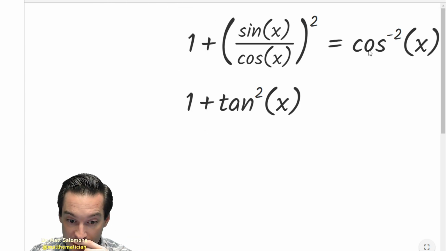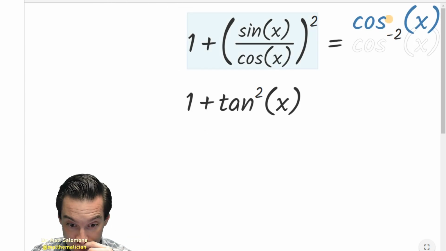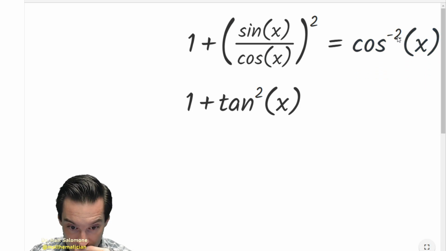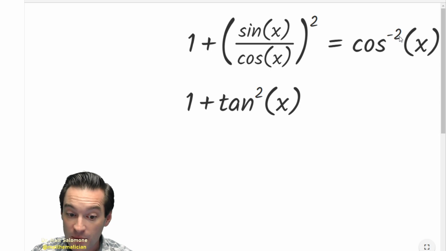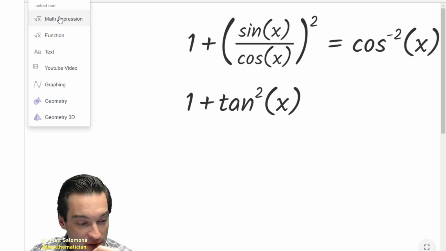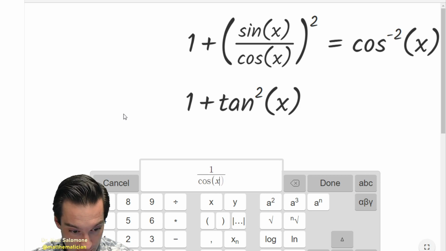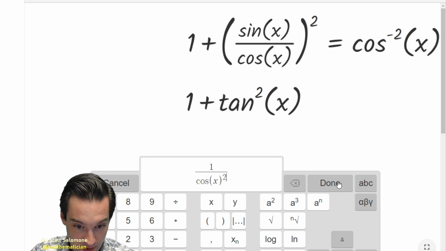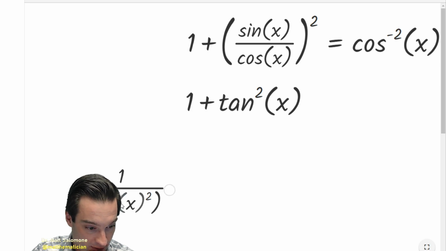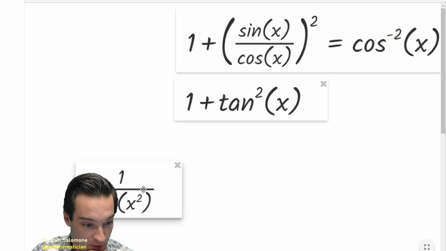Meanwhile, on the right-hand side, cosine to the power minus 2, we can see that instead as the reciprocal of cosine squared. But what's the reciprocal of cosine squared? 1 over cosine of x squared. So that's really what I'm looking at on the right-hand side over here.